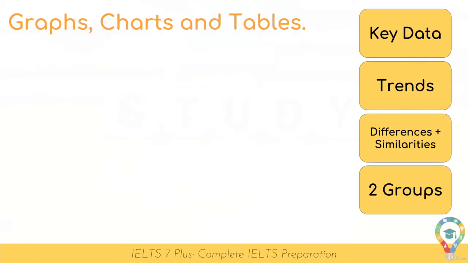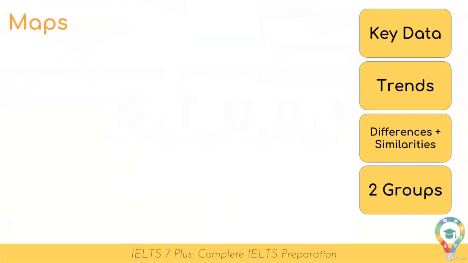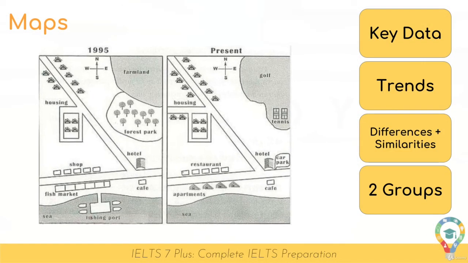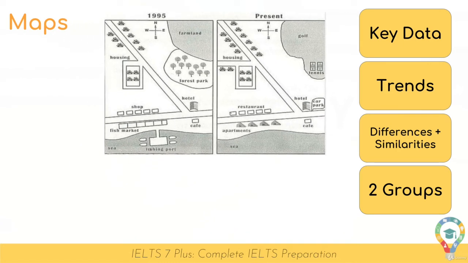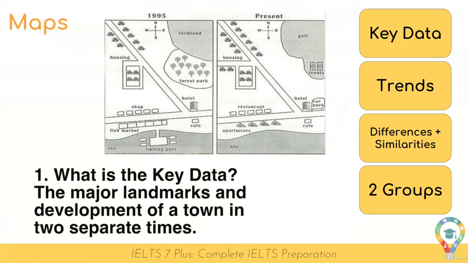How about we take a look at using the 4 key questions to find and select key information for maps. So what is the key data shown on these maps? Well, I can see that it's between 2 different time periods, 1995 and present. The other information shown is the key landmarks on each map, such as housing, farmland, fishing ports and shops.